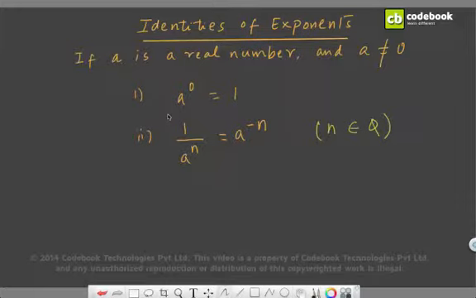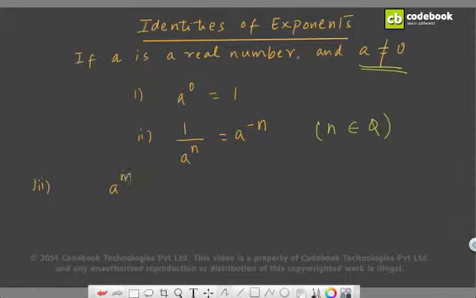If a is a real number and if it is not equal to 0, then a power 0 is equal to 1. Similarly, 1 by a power n is equal to a power minus n, where n is a rational number. There are two other identities that we have to remember.